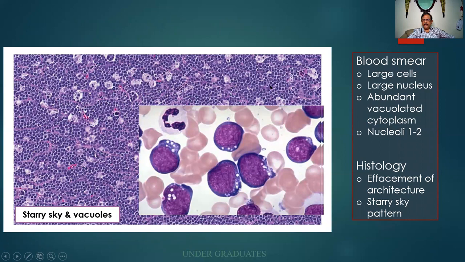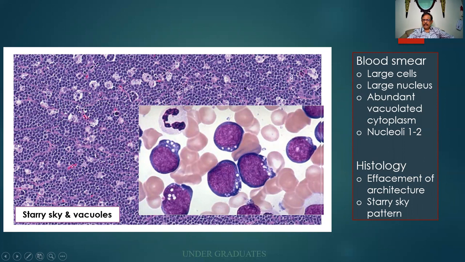See this, the same thing is being given over here. Here it's a starry sky, I'm finding pale areas. And this is the hematological counterpart showing large cells, vacuolated cytoplasm. The blood smear: large uniform cells, large nucleus, abundant vacuolated cytoplasm. Nucleoli can be present. Look at these pale areas, they are the nucleoli, generally 1 to 2.